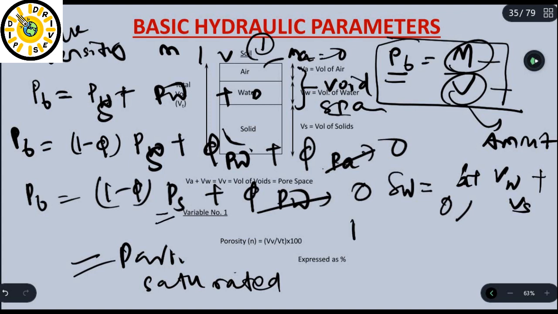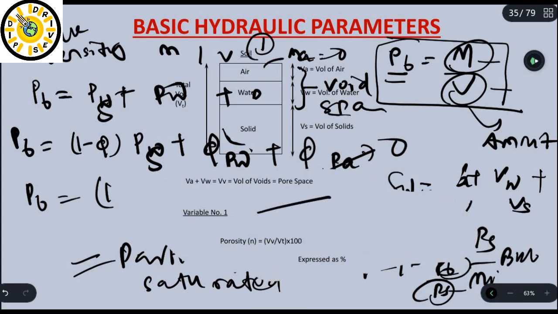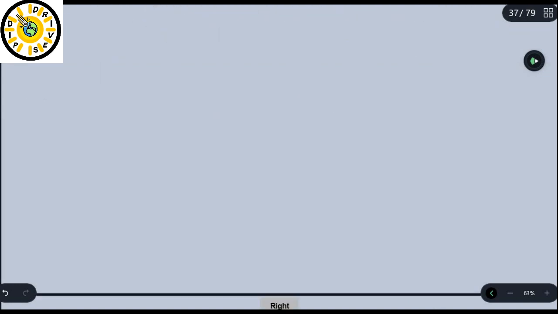If you rearrange rho b equals (1 minus phi) rho s, you can get 1 minus phi equals rho b by rho s. This is the solid and mineral part, and this is the bulk density. This way the derivation part is done. So porosity is nothing but the volume of void by total volume into 100, and it is expressed as a percentage.